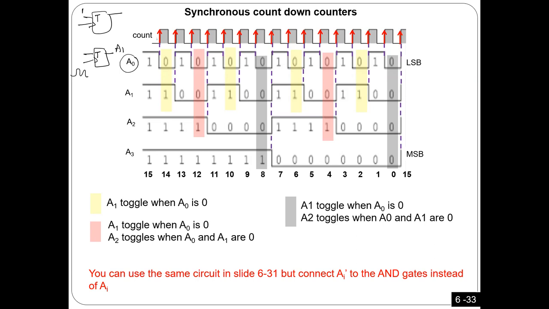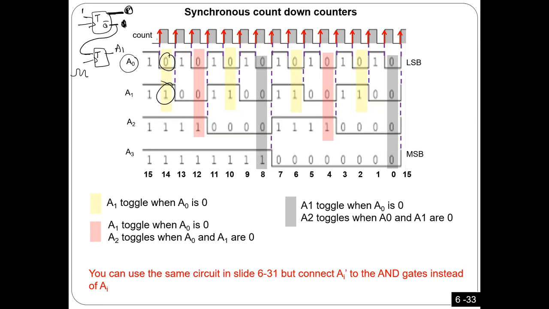So all I'm going to do, instead of taking the output from here as I did before, is take it from here, from Q prime. Because when this one is one, this one is zero. So I'm going to connect this one here, so that when this one is zero, this one is one, and the toggle happens. And this is exactly the case I have here. I'm laughing because it's interesting. It's the same thing I did before. The only difference is, when I connect this T to Q, it's going to count up. When I connect it to Q prime, it's going to count down. Very interesting.